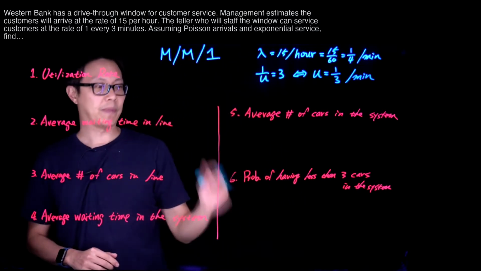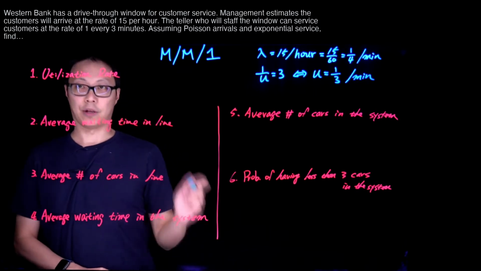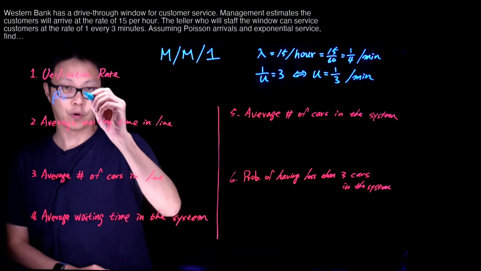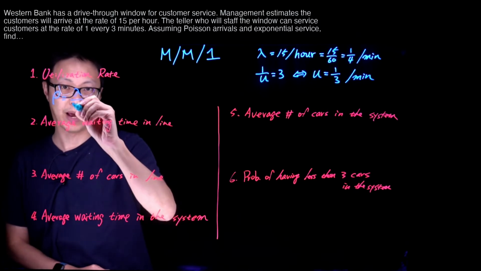Once you know lambda and mu, we can figure out the utilization rate. We call the utilization rate rho. Rho will be equal to lambda divided by mu.